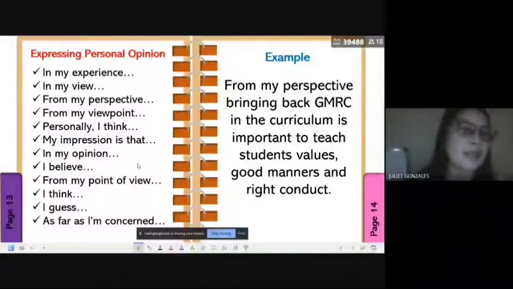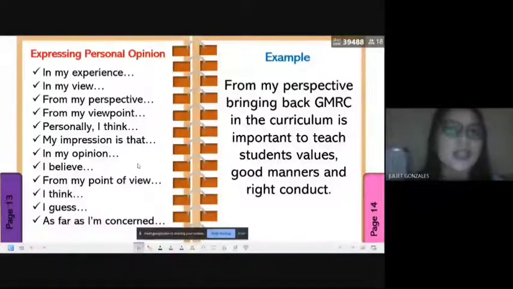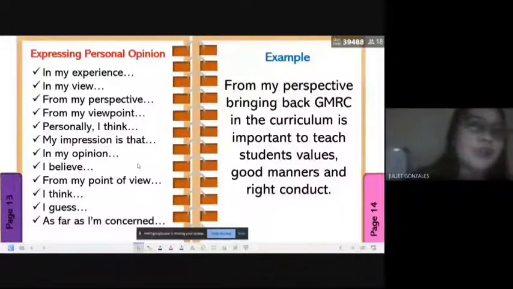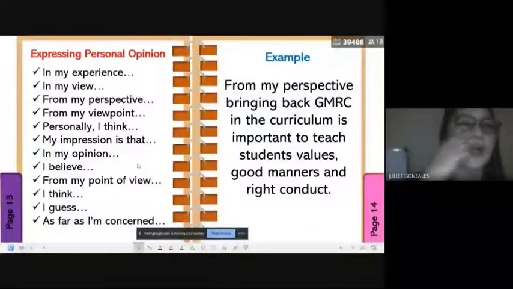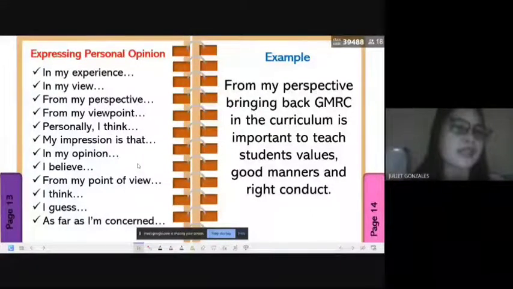Okay, go to your chat box, please. Kindly open your chat box. Choose among these expressions or introductory phrases. Choose only one among these personal opinion expressions or introductory phrases and type a statement there expressing your personal opinion. Yes, ma'am. Okay, 1, 2, 3, send.